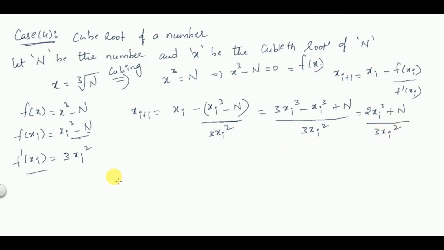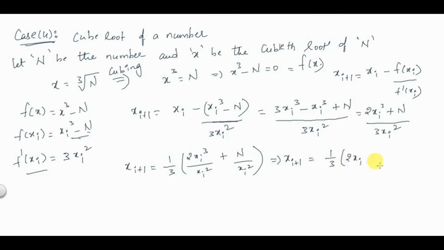So the final formula here is xi plus 1 is equal to, taking the 3 outside, 1 by 3 into, so this becomes 2xi cubed divided by xi squared plus n by xi squared. So xi plus 1 is equal to 1 by 3 into 2xi plus n by xi squared. Okay, so this is the formula. This is the formula which you have to remember for finding the cube root of a number.